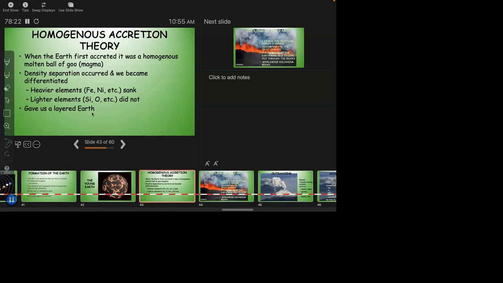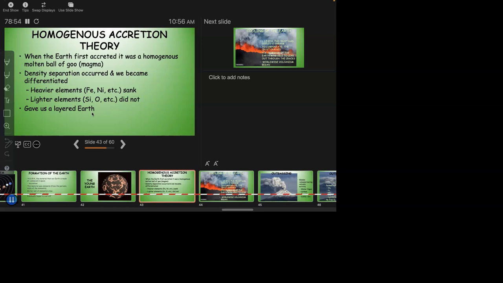So, homogeneous accretion theory, probably the biggest word of the semester, but it's really not that scary. Homogeneous, okay? You don't buy homogenized milk. So, homogeneous accretion theory tells us that when we were that flaming ball of goo, it was just a mishmash. Everything was all messed up. You would probably assume that.